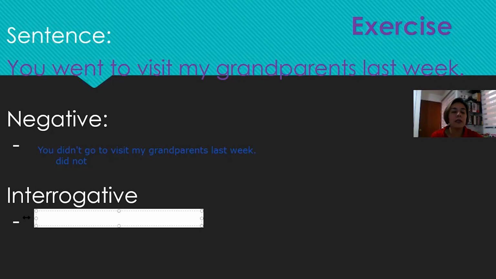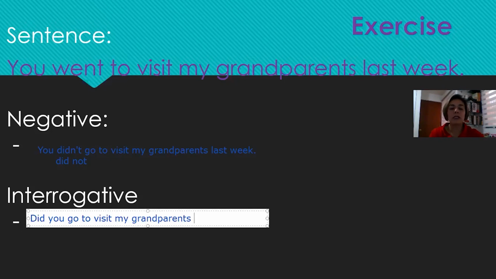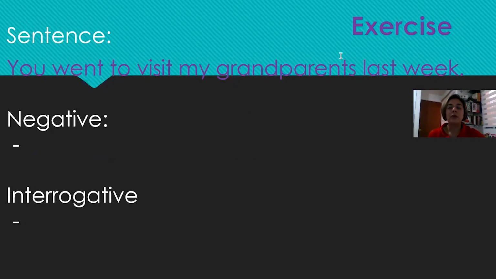How do you form this in interrogative? Remember, what is the auxiliary that we have to write at the beginning? Yes, auxiliary did. Did you go? Remember, the simple form for went is go. Did you go to visit my grandparents last week? Question mark. Okay. Yes. Ready for the next? Any question until now? No? Okay. Well, let's see.